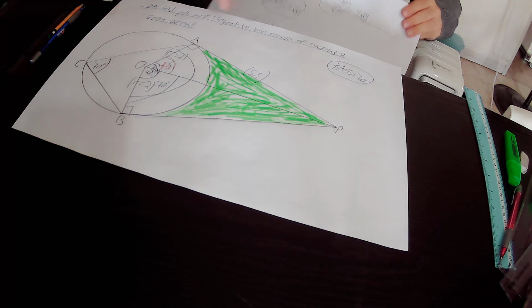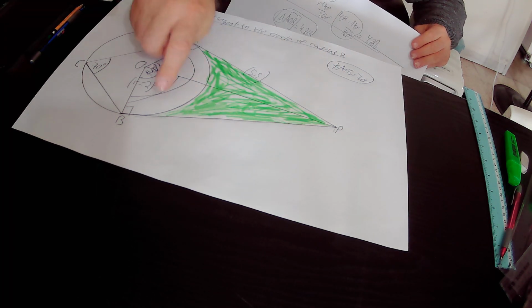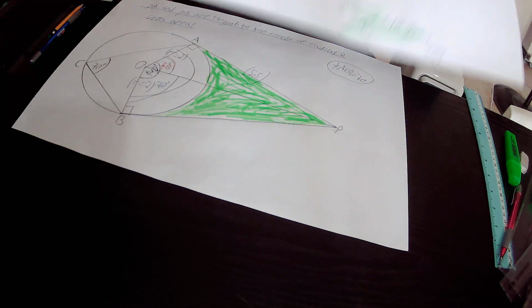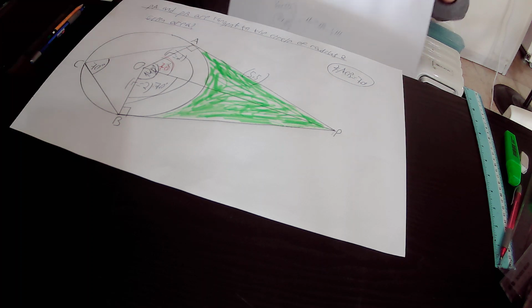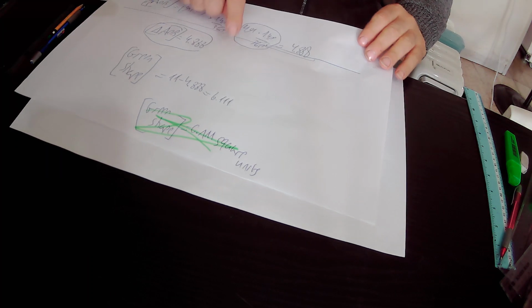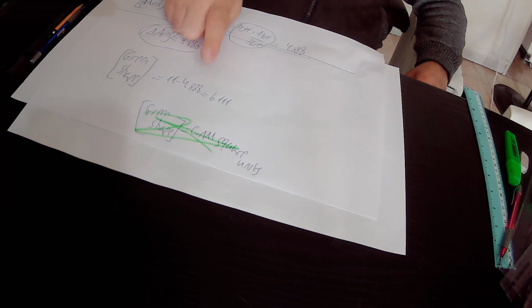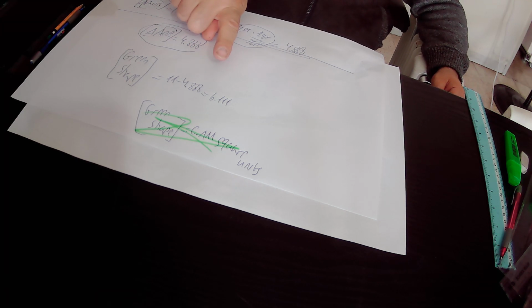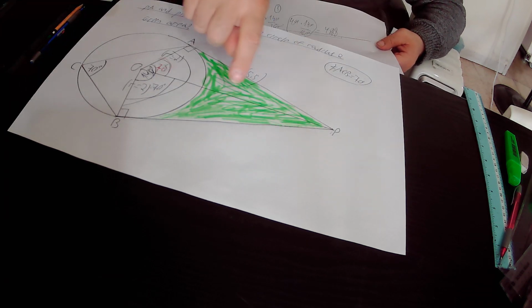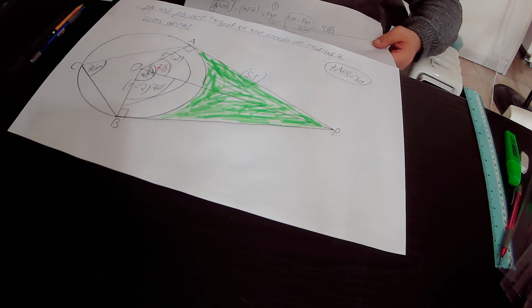And the area of this green shape, in total, is equal to the area of quadrilateral AOBP, that is 11 square units, minus the area of sector AOB, that is 4.888 square units. 11 minus 4.888 is 6.111. In conclusion, the area of this green shape equals 6.111 square units. Okay, thank you very much.